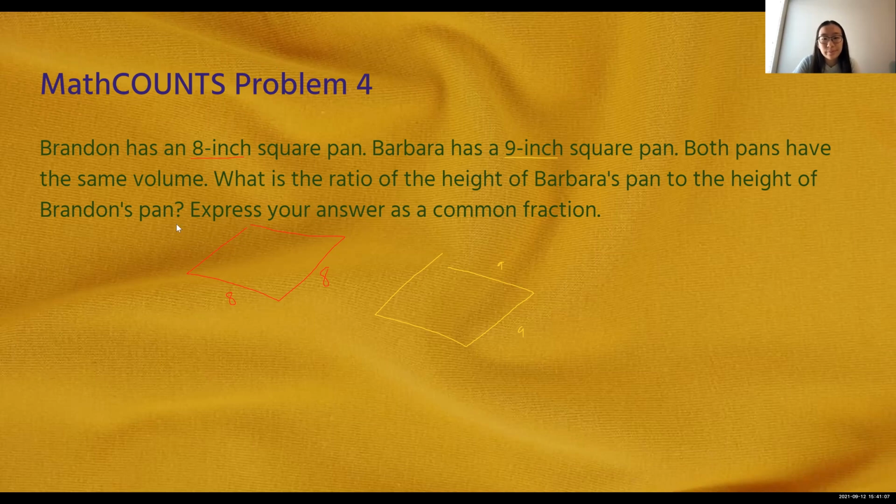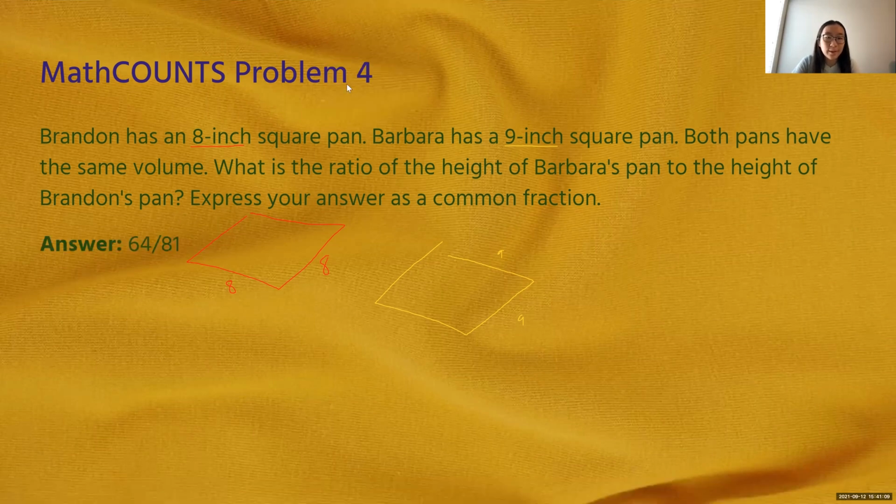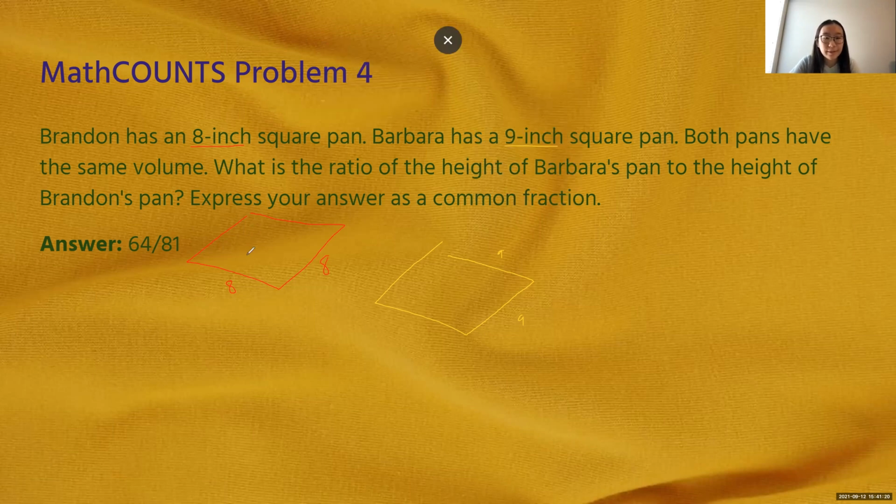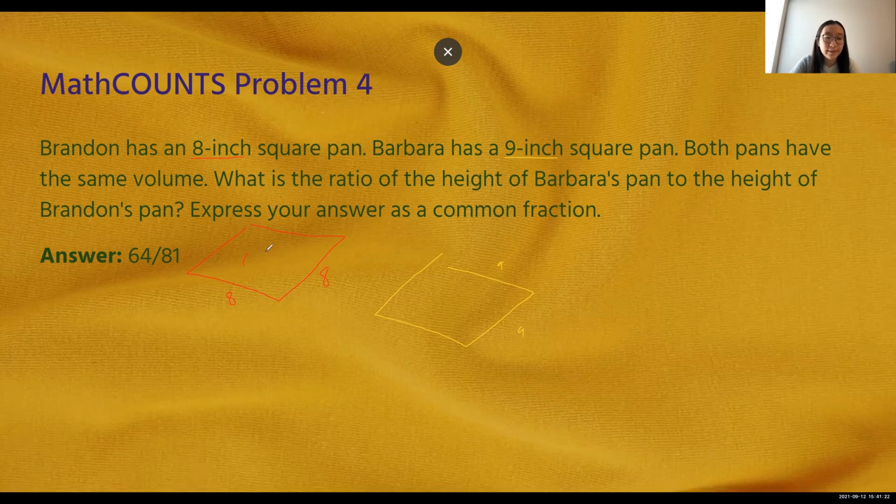To solve this problem, first we have to realize that these square pans are prisms. So the way you would find their volume is just base times height. The base would just be the square. So the base for Brandon's pan is 8 squared or 64. And the base for Barbara's pan is 81, which is 9 squared. So the volume of Brandon's pan is 64 times its height, and Barbara's pan is 81 times its height.